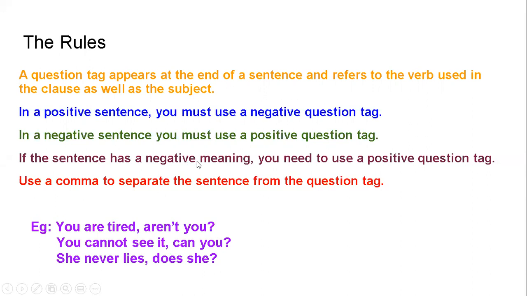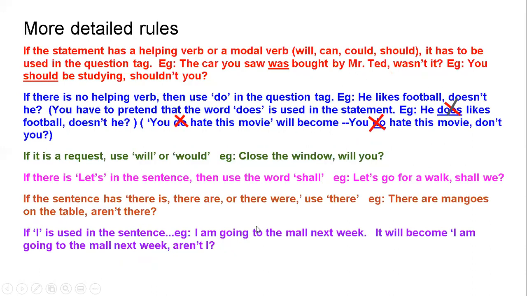And if the sentence has a negative meaning, you need to use a positive question tag. She never lies, does she? All right. And don't forget to use a comma to separate the sentence from the question tag. Comma has to be there. And now, a few detailed rules that you need to remember as well. Those were the basic ones, and now we have a few detailed ones.